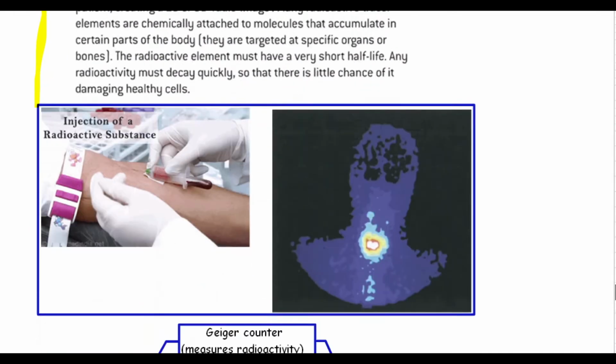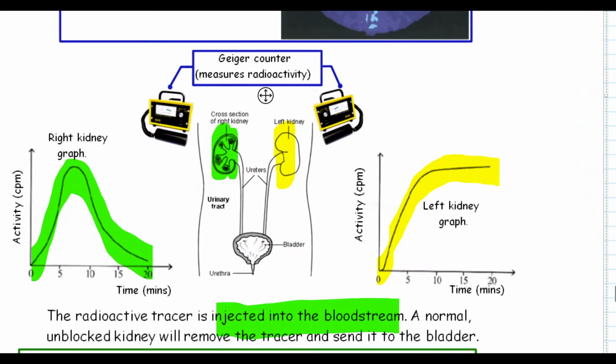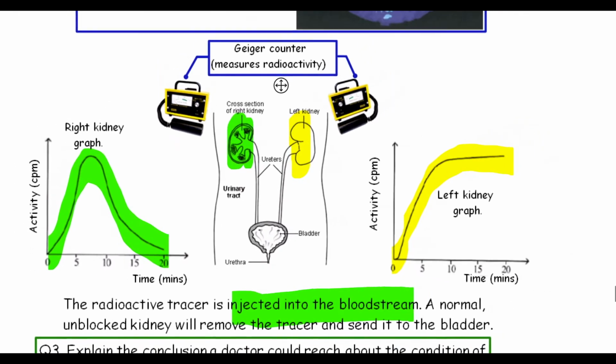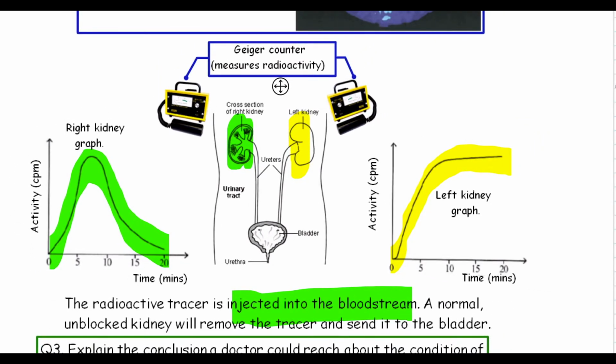Now you've read that paragraph, let's look at this example here. What I've done, I've highlighted the right and left kidneys in green and yellow, and you can see that the Geiger-Müller tubes are being used to measure the amount of radiation outside the body that's coming out of both kidneys.